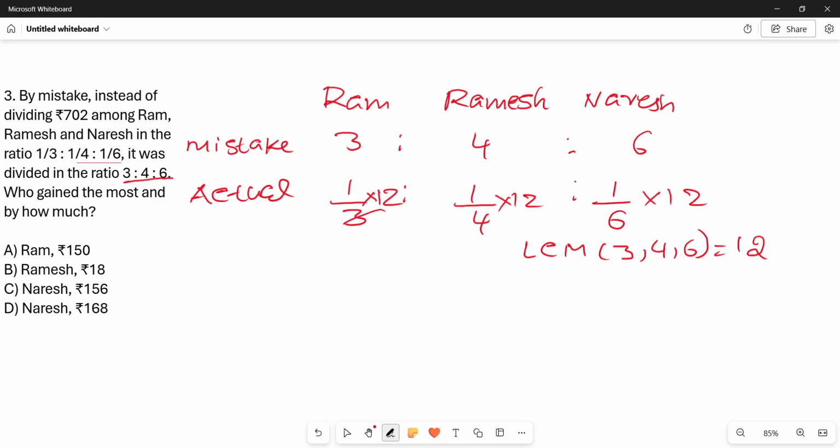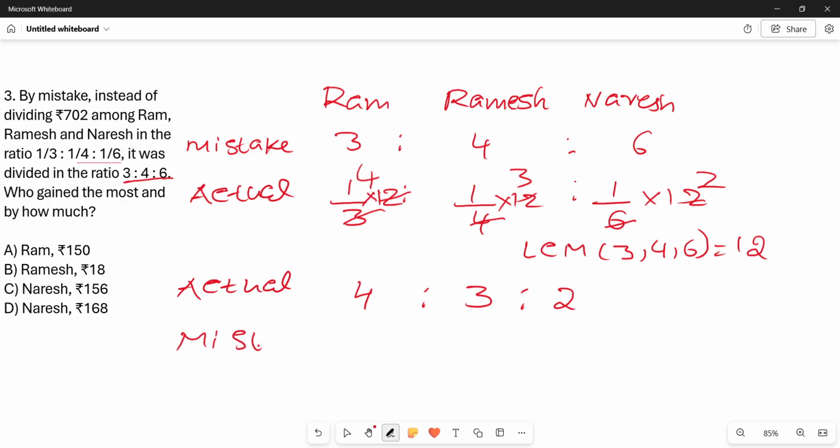We get new ratios, guys. It's 4 times now. So the actual ratio is 4 is to 3 is to 2, since 4 threes are 12 and 6 twos are 12. And the mistaken values are 3 is to 4 is to 6. So this is the ratio we have to work with.